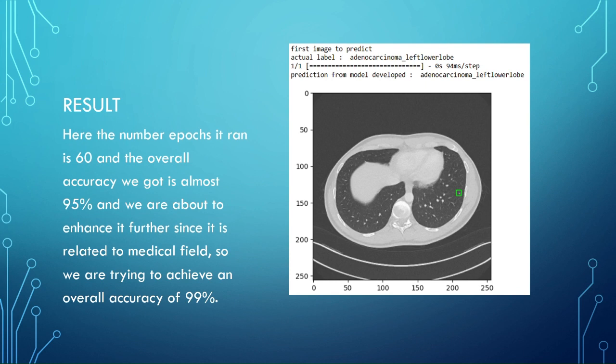The result: we got almost 95% accuracy, and we are about to enhance it further. Since it is the medical field, we have to achieve almost 99% accuracy.